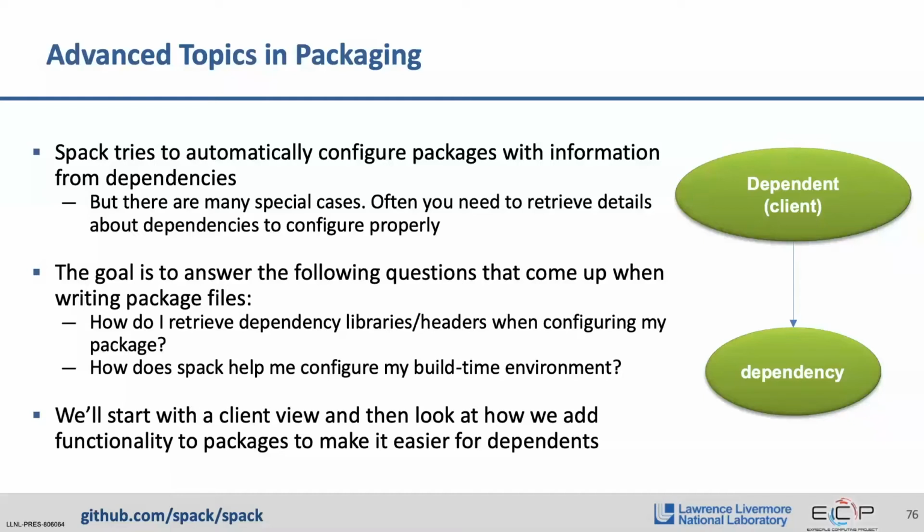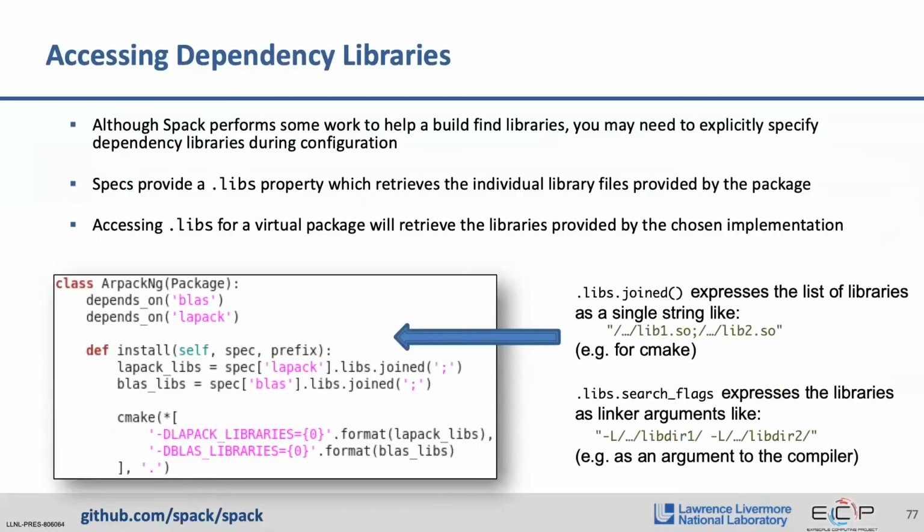Okay. And then, how does Spack help me configure my build-time environment? That's the other thing that we want to answer here: how do you have a package, like a dependency, actually pass information up to the dependent and say, here's how you build with me, right? So that's what we're going to talk about here. All right. So in Spack, to access dependency libraries, we have some syntax that you can use inside the package that lets you access the individual library files that are provided by a dependency, okay?